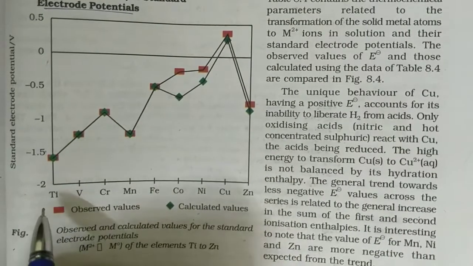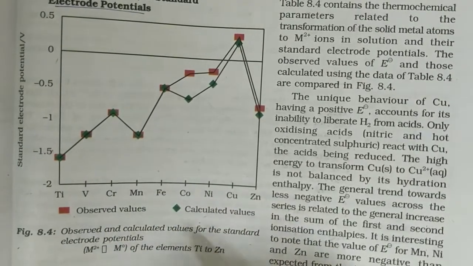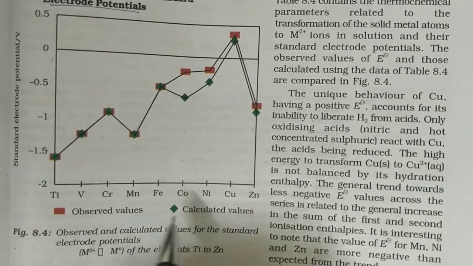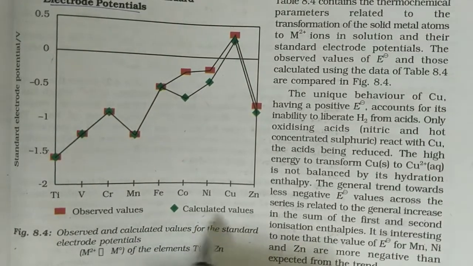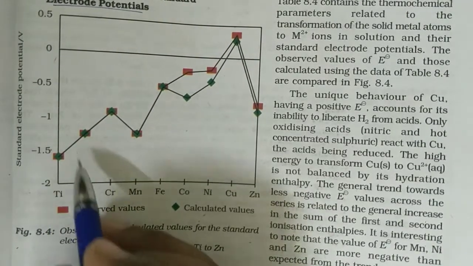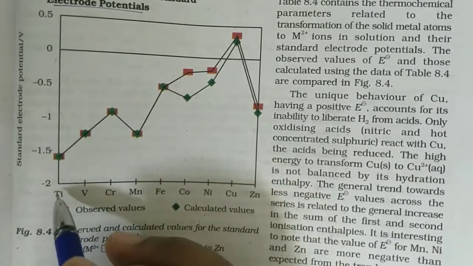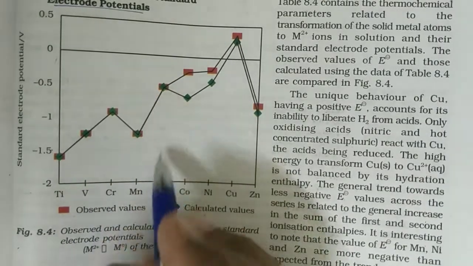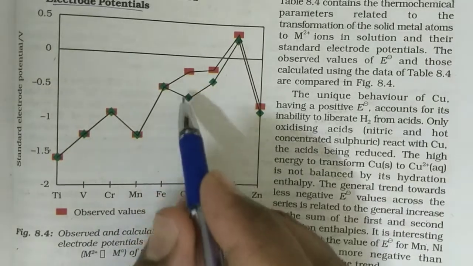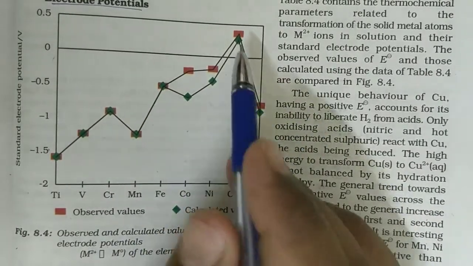Titanium, first series. Titanium, vanadium, chromium, manganese, iron, cobalt, nickel, copper, zinc. Okay, these red dots are observed values, normal theoretical values. Green dots are calculated values. For titanium, both observed value and calculated value is exactly same. Vanadium, chromium, manganese also, iron. For all these elements, calculated value and observed value both are same only. But for cobalt only slightly difference, nickel also, zinc, almost copper is also getting similar only, copper and zinc also.